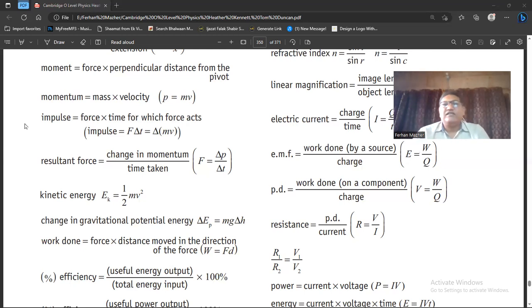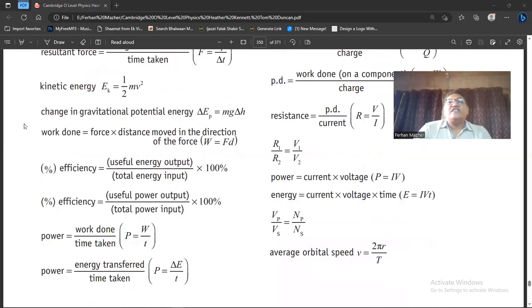Kinetic energy, the formula is 1 by 2 mv square. Here m stands for the mass, which is measured in kg, and v stands for the velocity, which is measured in meter per second. Change in the gravitational potential energy is delta E, which means potential energy, that is equal to mg delta h, where m is the mass of the body measured in kg, g is the gravitational field strength, which is normally 9.8 Newton per kg, and delta h means the change in the height.